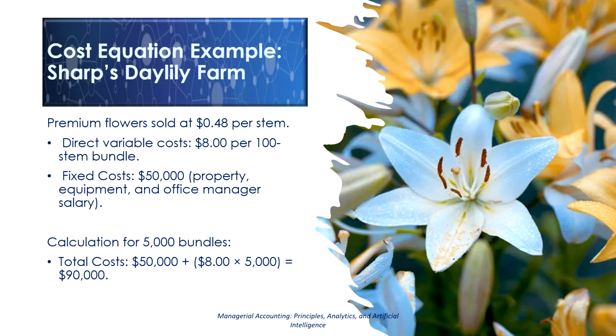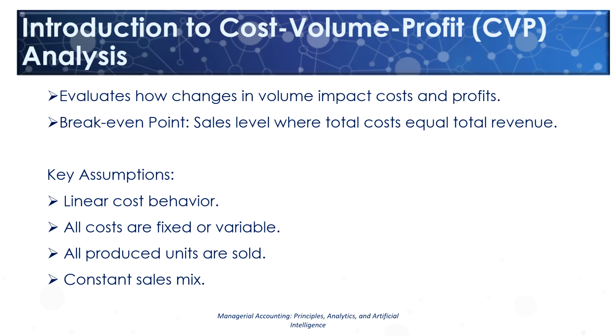Here is an example. Sharp's Daylily Farm sells premium flowers at 48 cents per stem. Direct variable costs are $8 per 100 stem bundle. Fixed costs are $50,000. If the farm produces 5,000 bundles, the total cost is $50,000 plus $8 per bundle times 5,000 bundles, or $90,000. This shows how we use the cost equation to estimate total cost at a specific activity level.